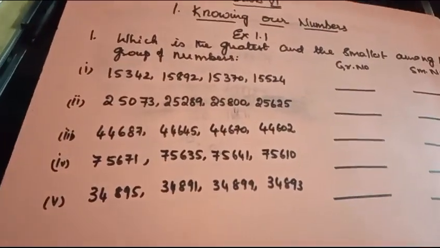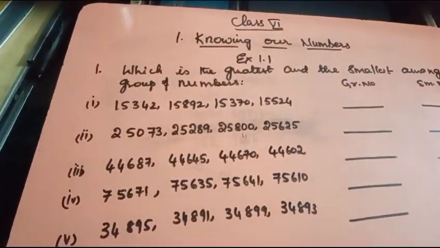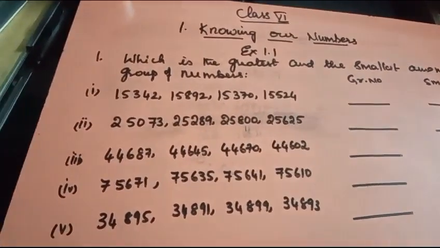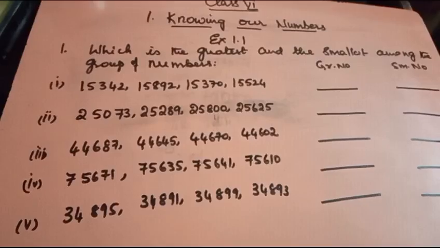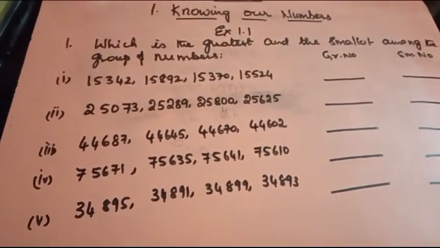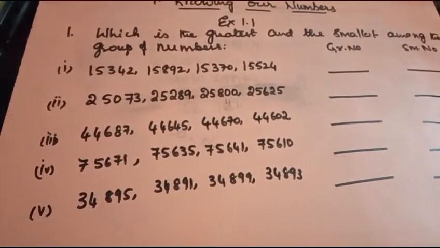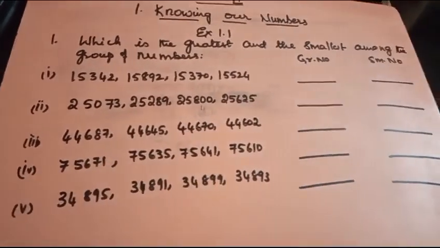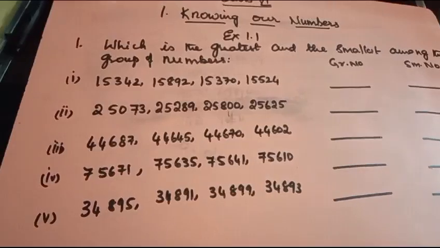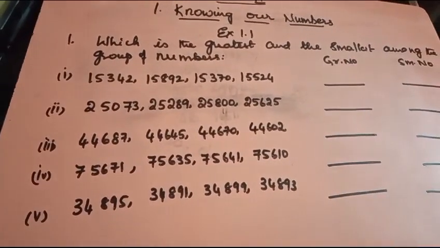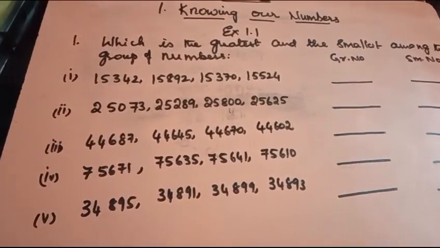Children, this is your first chapter, Knowing Our Numbers. Earlier, I gave a small introduction, which is given in your textbook, a small problem about how to find out the greatest and the smallest values among the numbers given in the problem. Now, based on that knowledge, we are going to proceed with Exercise 1.1.